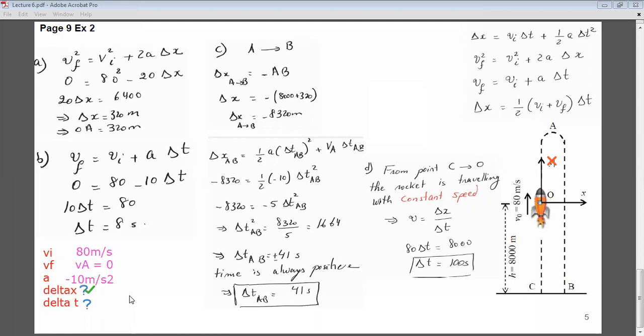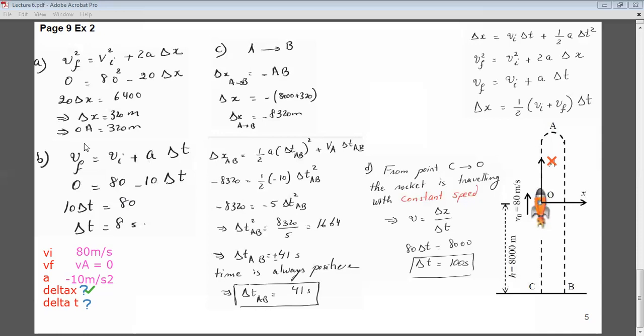This includes equation number 1, equation number 3, equation number 4. And as usual, I'll use the easiest, which is equation number 3. V final equals V initial plus a delta t. V final is 0 because it stopped at A. V initial is 80 because this is given. And acceleration is minus 10. I get delta t.